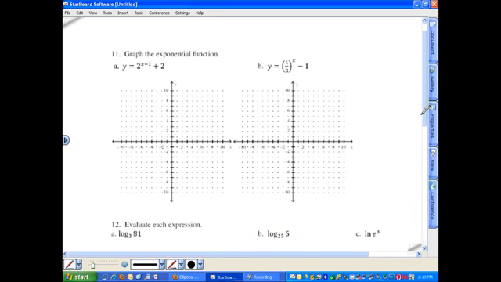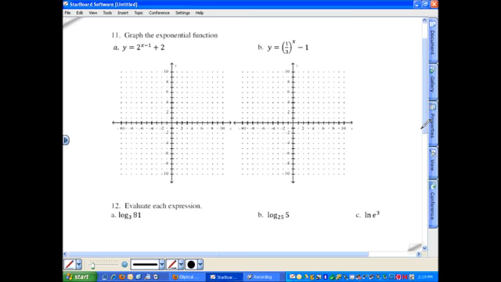Okay, part 3. These questions come from chapter 5, the chapter dealing with exponential and logarithmic functions. Question 11, parts A and B are the graphs of exponential functions. This one happens to be exponential growth because its base is larger than 1. This is exponential decay because the base is between 0 and 1.